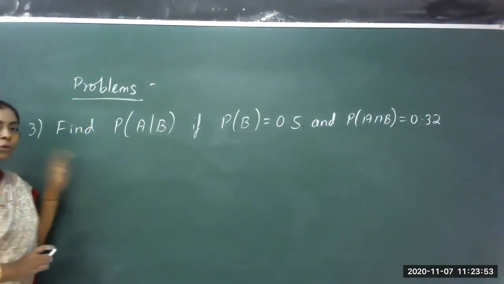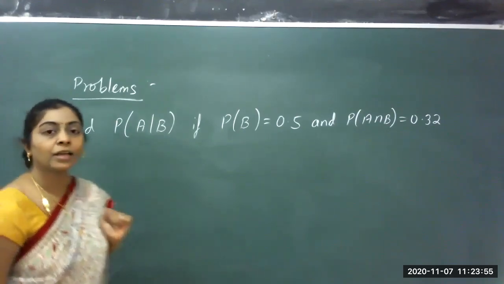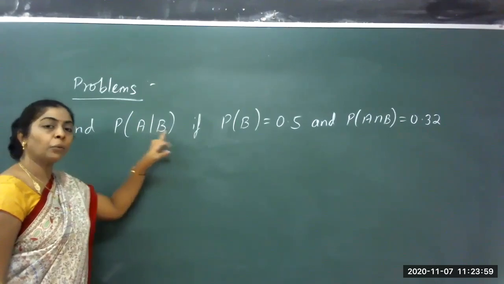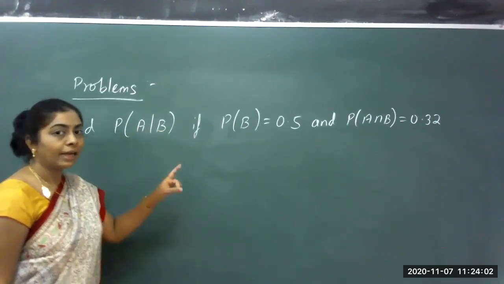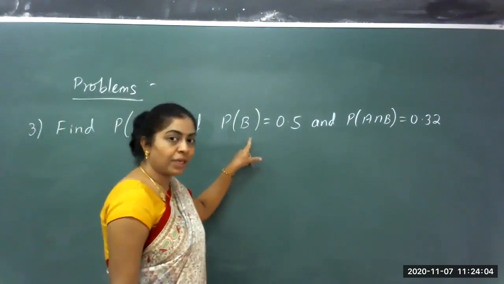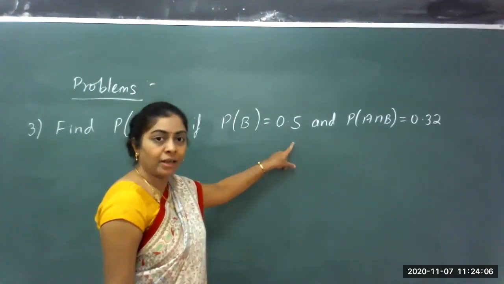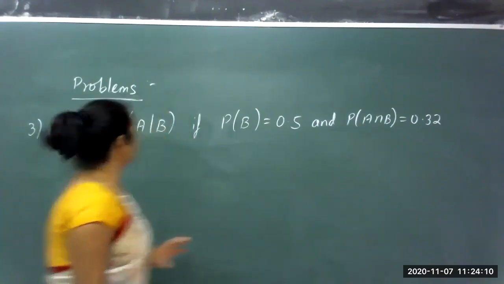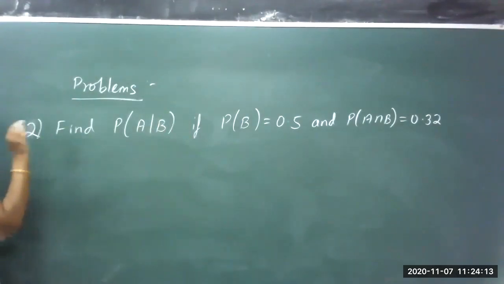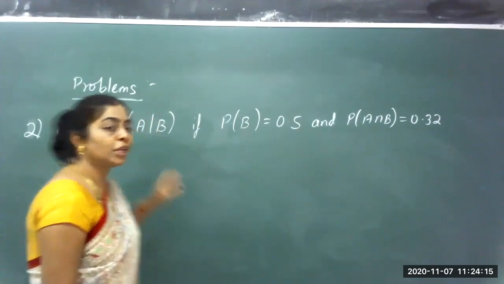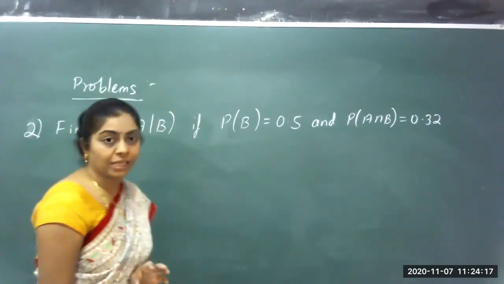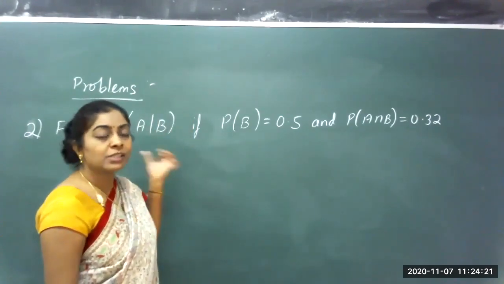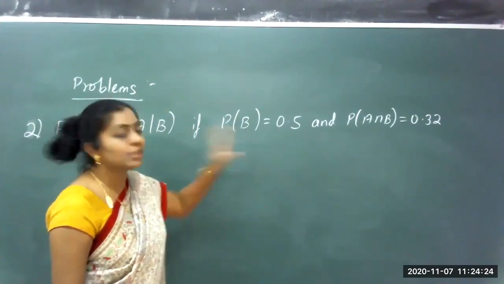The next problem we have is to find the conditional probability of A when event B has occurred, if probability of B is equal to 0.5 and probability of A intersection B is 0.32. The second problem: find the conditional probability of A when event B has occurred, given the two conditions. They have asked us to find the conditional probability with this table.